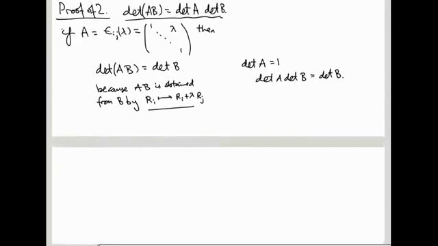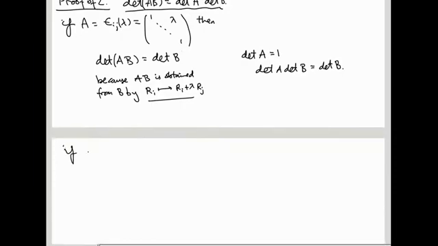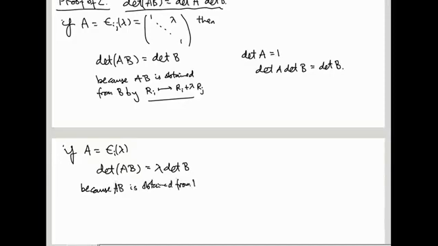What about for type 2 elementary matrices? So if A is E_i(lambda), then det AB is lambda det B. This is because AB is obtained from B by doing the row operation R_i goes to lambda R_i, which we saw changes the determinant by a factor of lambda.